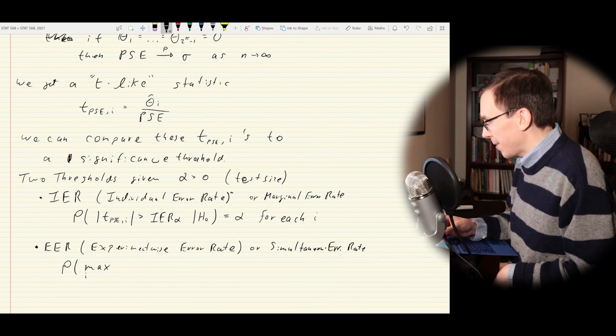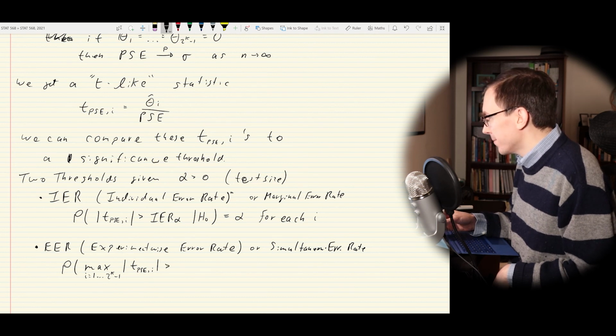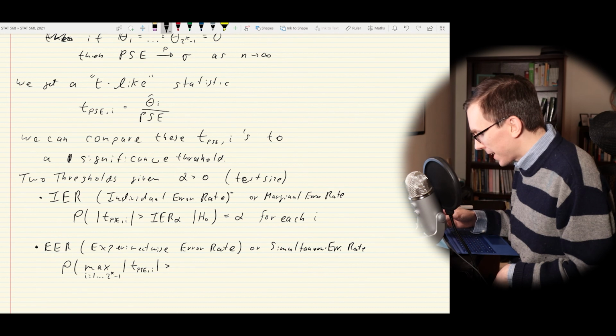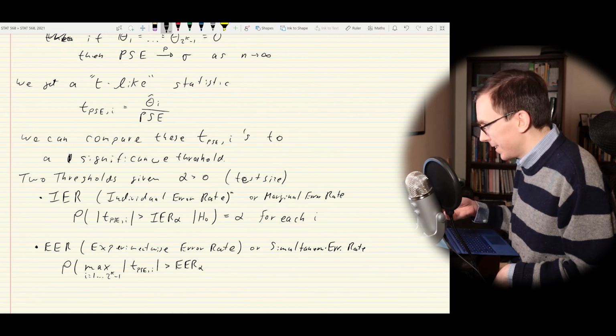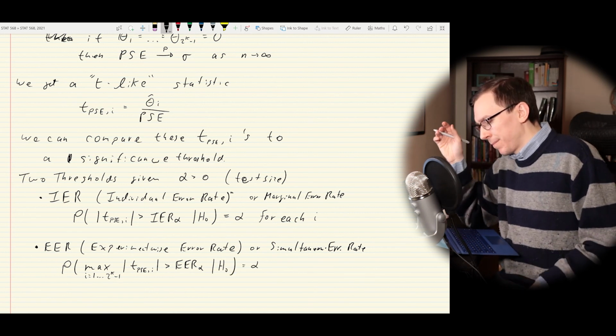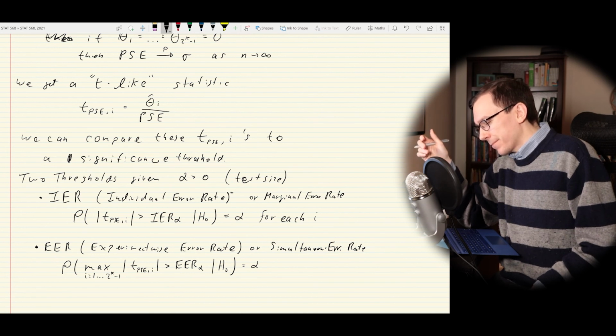And it's picking a threshold for rejection such that the probability, we'll say I from 1 to 2 to the k minus 1, of t PSE I is greater than, there's a little typo there. Actually, this is supposed to be EER. Alpha is conditioned on the null hypothesis for all of them, has to be equal to alpha.